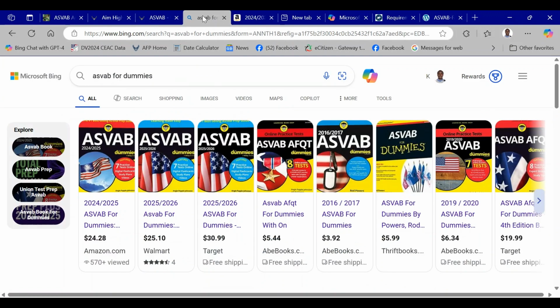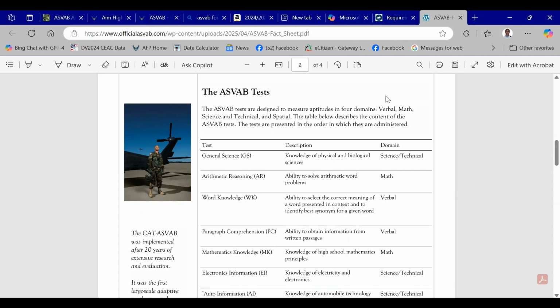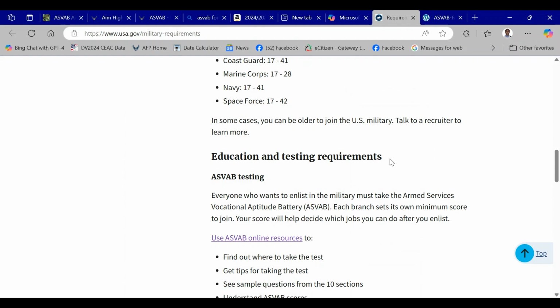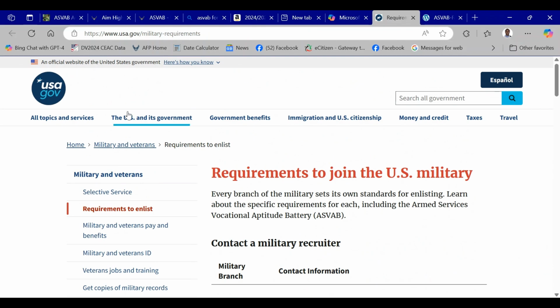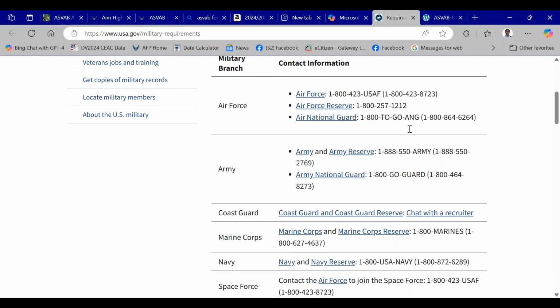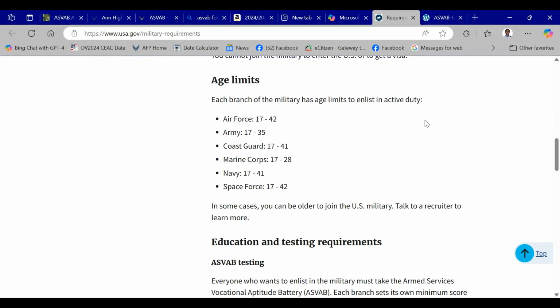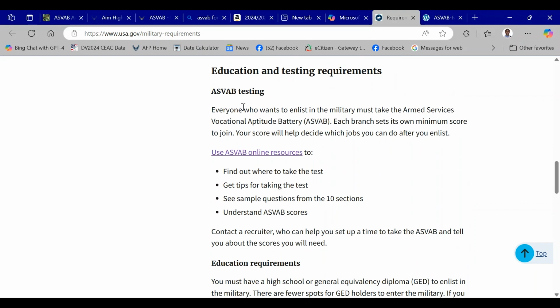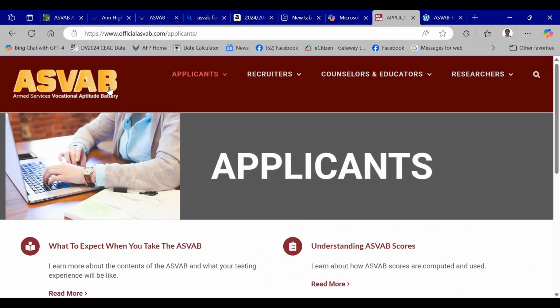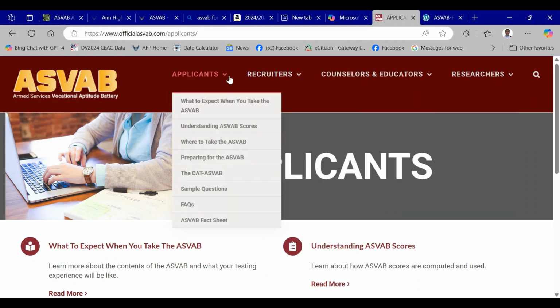ASVAB for Dummies. Now, if you want to check the other requirements, you can also use this website, usa.gov, a government website. Age requirements, you can see this, then ASVAB. Then you click here, it will lead you to this website. It's called officialasvab.com. Yes, sample questions. Click here.